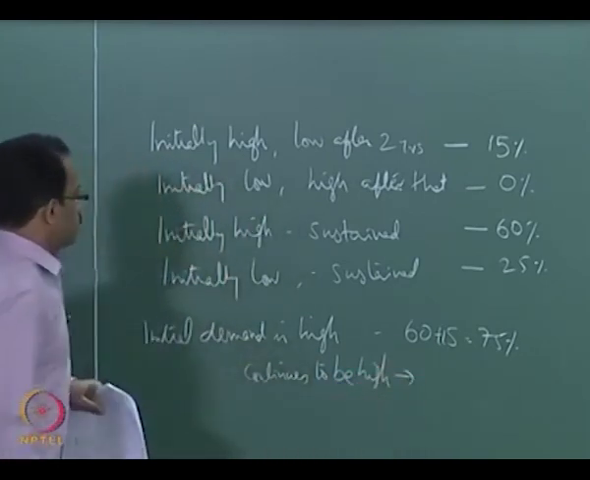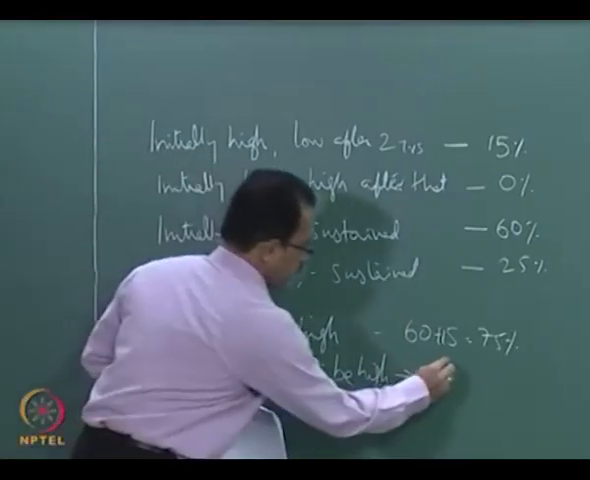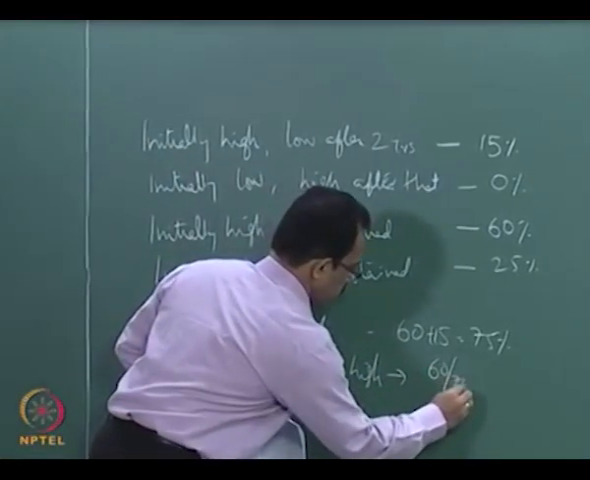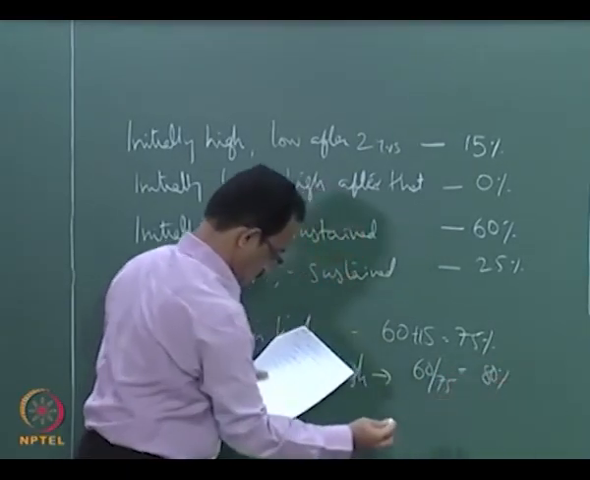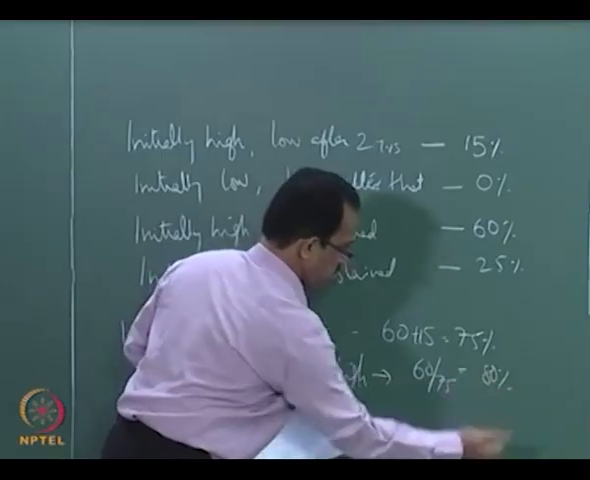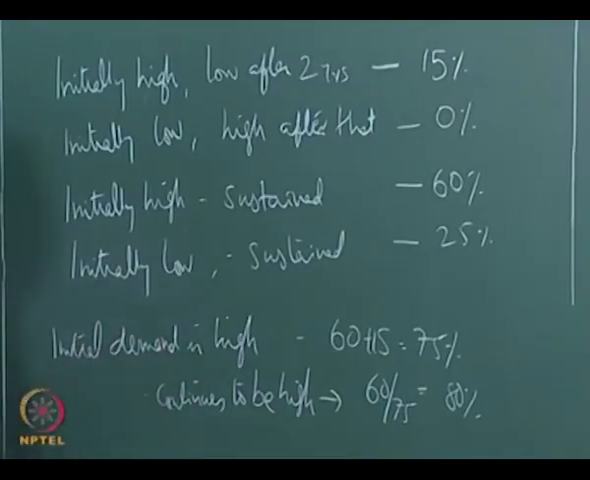And then for initial demand high and it continues to be high, the probability of initially high and sustained is only 60%. So this will be 60 over 75, which is 80%. So if initially it is high, the chances of it continuing will be around 80%.